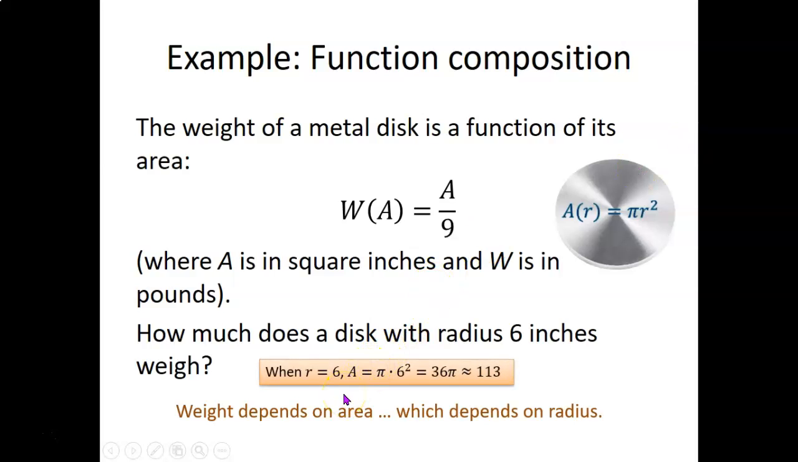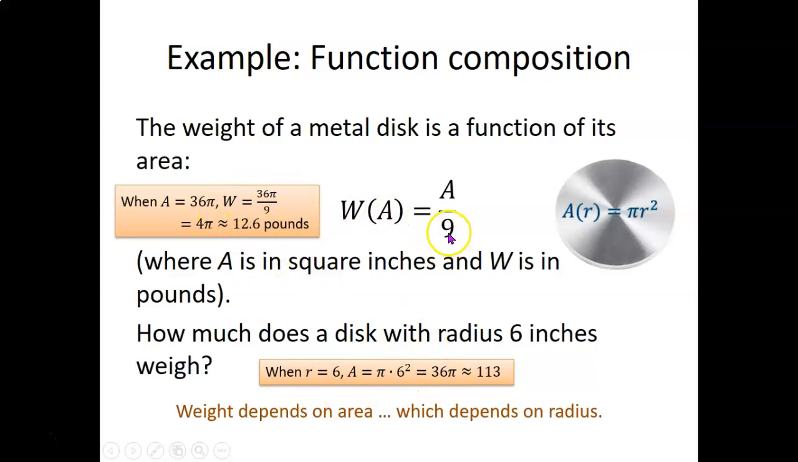So when the radius is 6, the area would be pi times 6 squared. 6 squared is 36, so 36 times pi, and since pi is approximately 3.14, when you multiply that, you get approximately 113. So the area would be about 113 square inches. Then the weight, when you take 36 pi divided by 9, you get 4 pi, which is about 12.6. So the weight would be about 12.6 pounds.